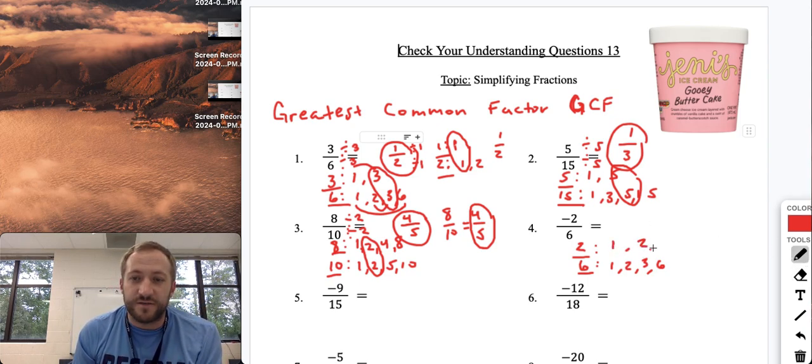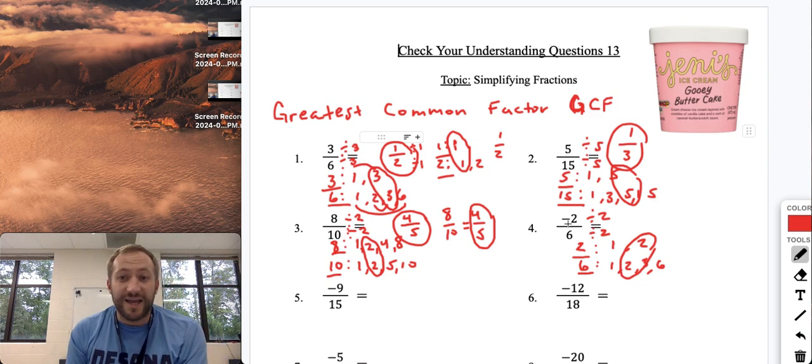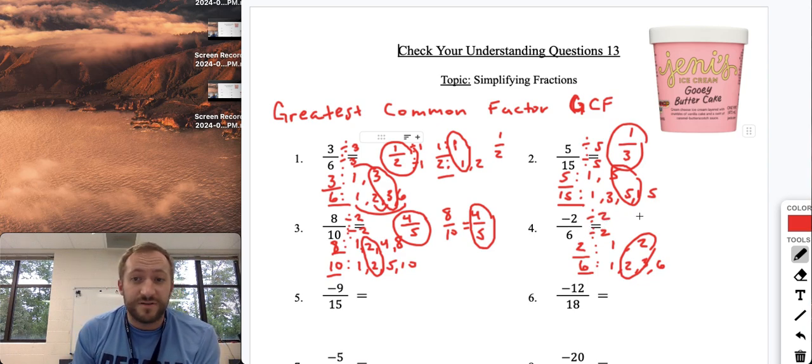Factors of 2 are 1 and 2. I got a greatest common factor of 2. So I'll divide by 2, divide by 2. Now look, negative 2 divided by 2 gives me negative 1. A negative divided by a positive gives me a negative answer. 6 divided by 2 gives me 3. And that is the furthest I can take that one.